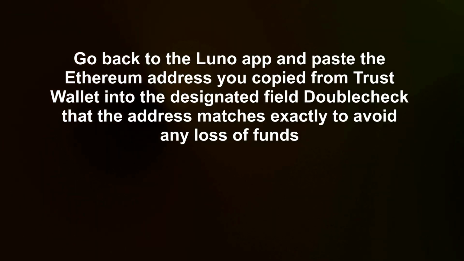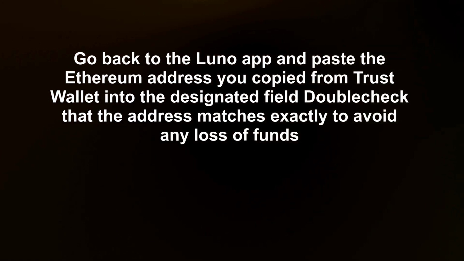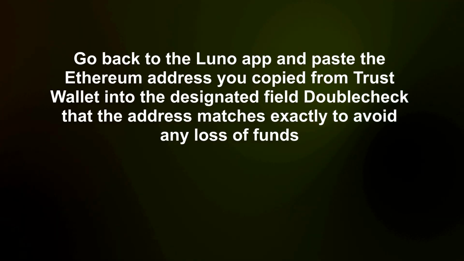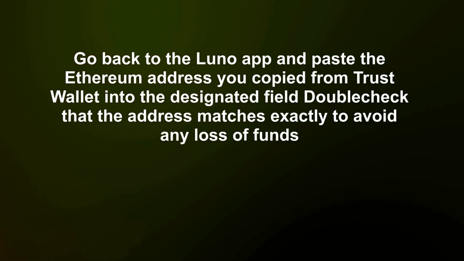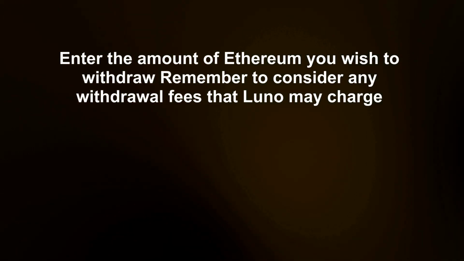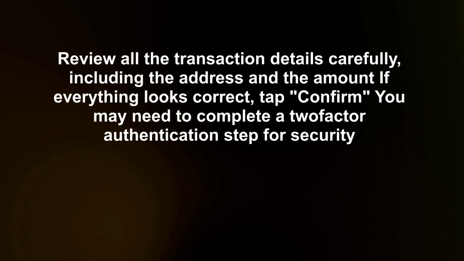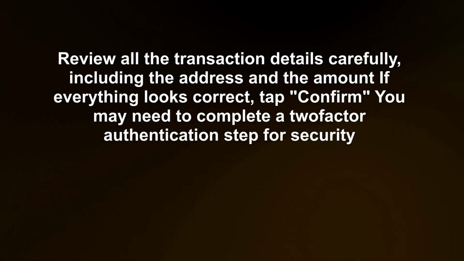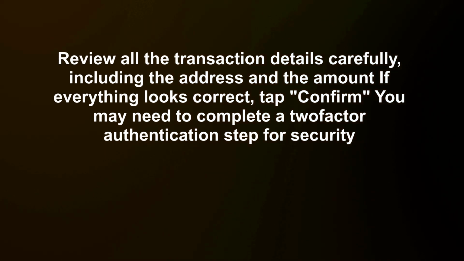Go back to the Luno app and paste the Ethereum address you copied from Trust Wallet into the designated field. Double-check that the address matches exactly to avoid any loss of funds. Enter the amount of Ethereum you wish to withdraw. Remember to consider any withdrawal fees that Luno may charge. Review all the transaction details carefully, including the address and the amount. If everything looks correct, tap Confirm.